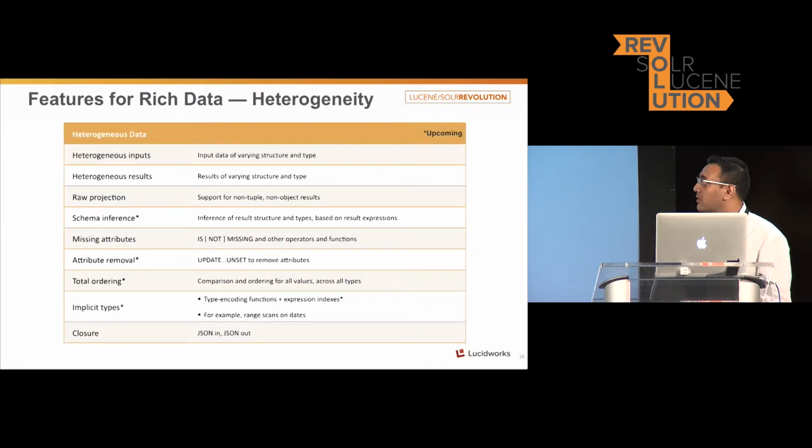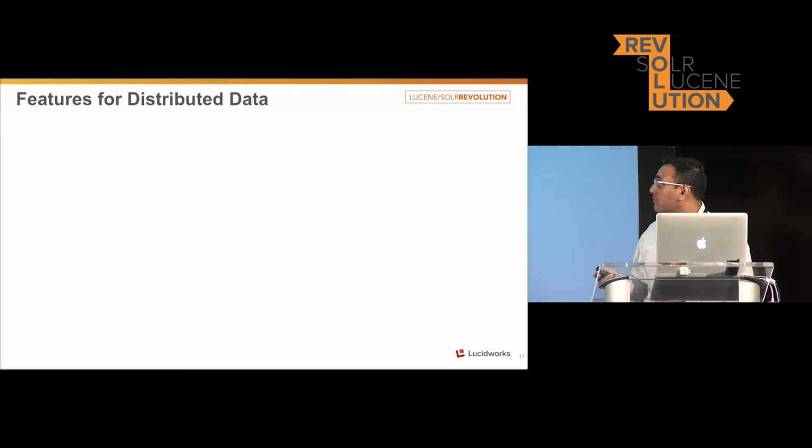The next one is about heterogeneity. In this one, you would have things like schema inference, attribute removal, implicit types, and so forth. So these are things that give you heterogeneity in the different data that you represent within JSON.